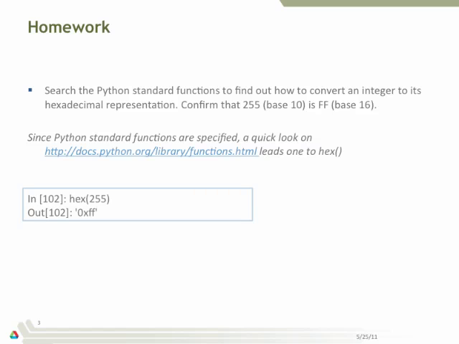Okay, so I've given you this link to the talk about the functions, and if you go look at this and look through it, or maybe search for hex or hexadecimal on the page, you'll find this routine hex, and calling hex on the number 255, you get back its representation, which is FF. That's what we needed to do for that one.